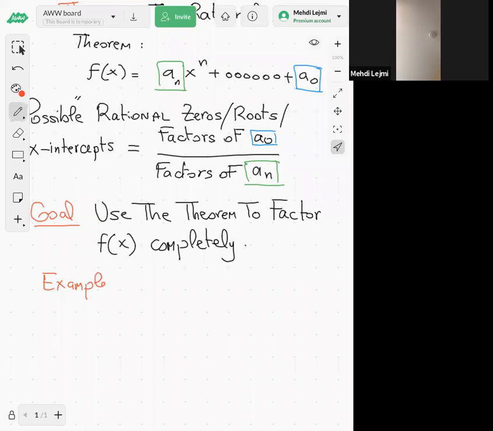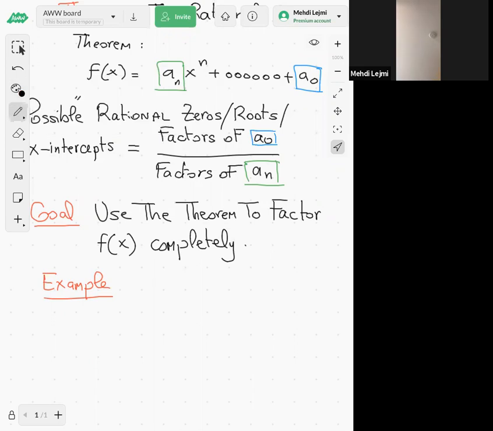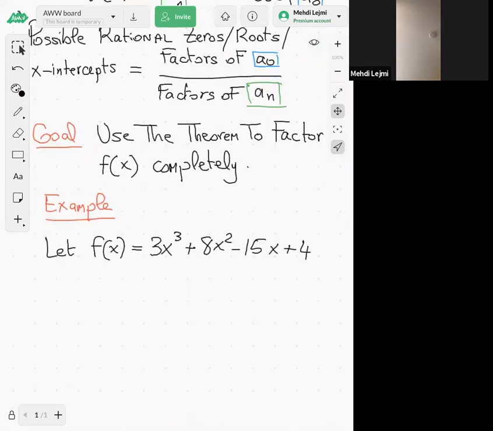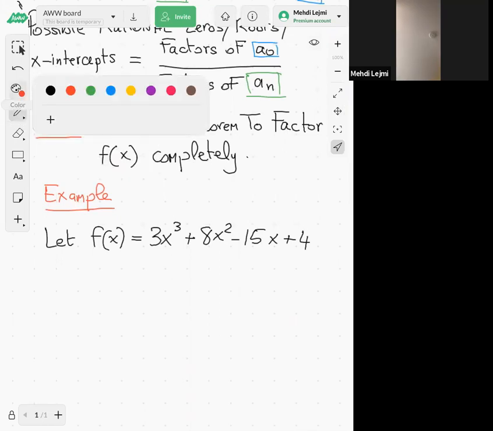So let's say f of x is equal to 3x cubed plus 8x squared minus 15x plus 4. All right, and so the questions are the following. So this is similar to the homework number 6, problem 5 and 6.